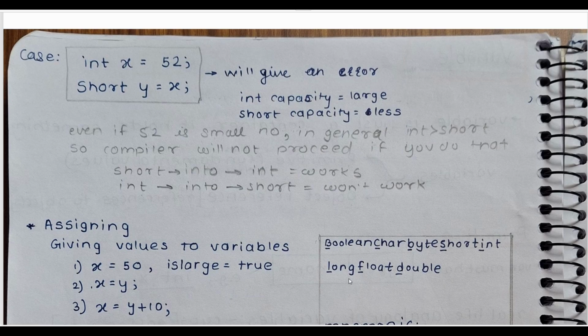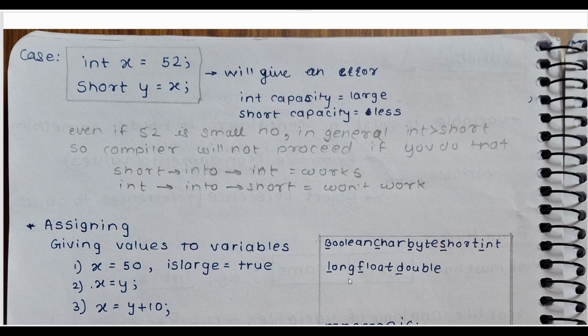Now, here's something important that confuses many students or beginners. Suppose you write int x equal to 52. Now, what is the type of variable? Integer. Yes. And short y equal to x. Now, what is the type of variable y? Short. But if you run these two statements, it will give an error. Why? Because an integer has a larger capacity than a short. Even if the value is small, the compiler doesn't take the risk.